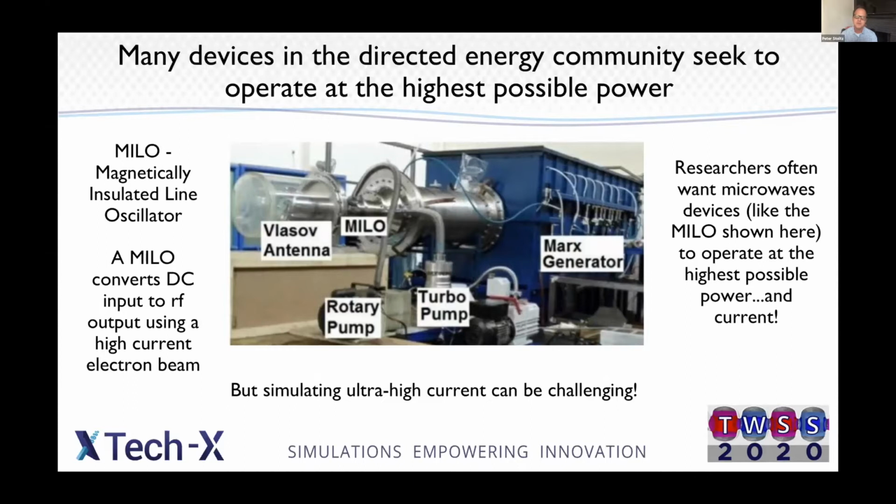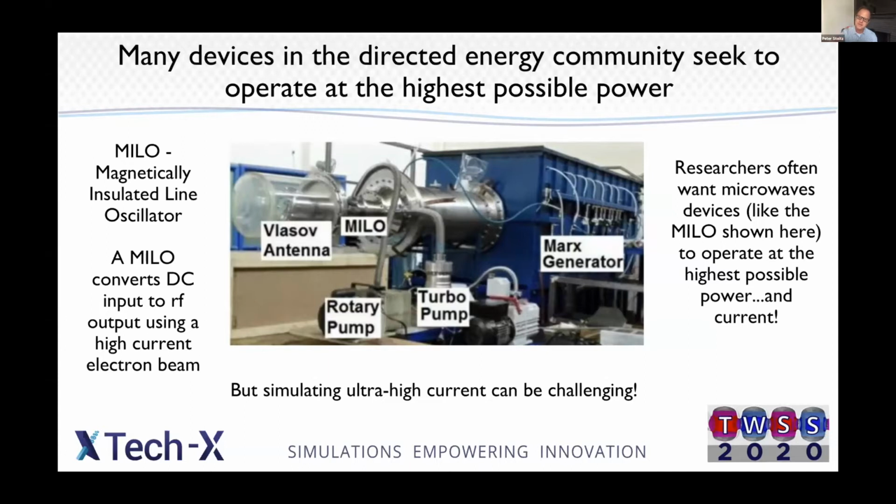But yeah, so there's this device, right? It's called a MILO. It converts DC energy into RF energy. And the way it does that is through having an electron beam that interacts with a structure. We're going to get into all the details of that later in the talk. But the important part is that you want these things to be at the highest possible power. That typically means the highest possible current. And sometimes simulating really high currents in a PIC code can be challenging for reasons we'll get into.